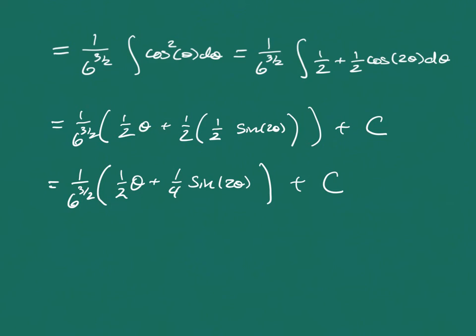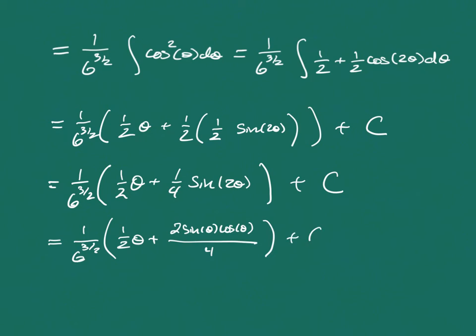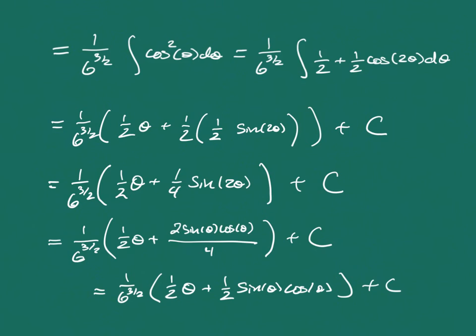And so now begins the job of unraveling all of this. So we have 1 over 6 to the 3 halves. We've got our 1/2 theta. And in our sine of 2 theta, we can use our double angle identity for that one to say that one is going to be 2 sine of theta cosine of theta all over 4 plus c. And so we end up with a 1 over 6 to the 3 halves, 1/2 theta, plus a 1/2 sine of theta, cosine of theta, plus c.